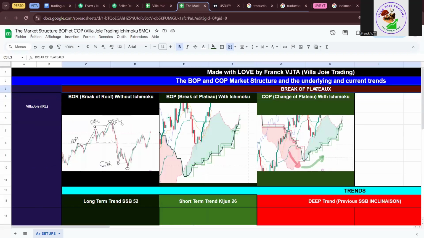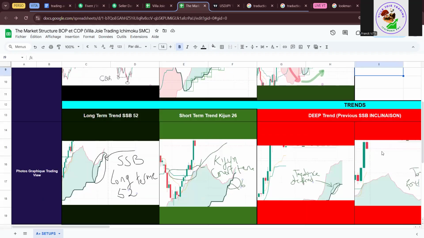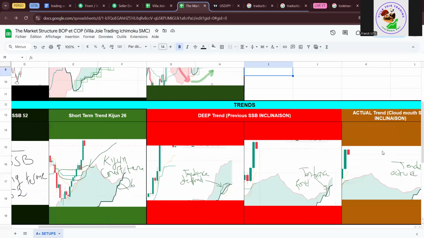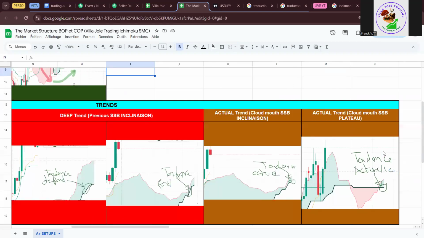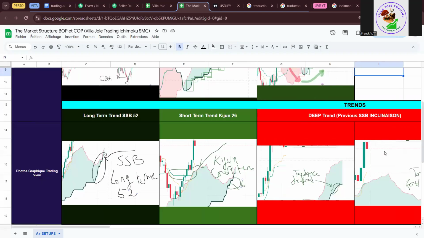So that was for break of plateaus, right? Break of plateaus. That's how you identify market structure. The next thing to identify in market structure is the trend. A trend is also a market structure, right?